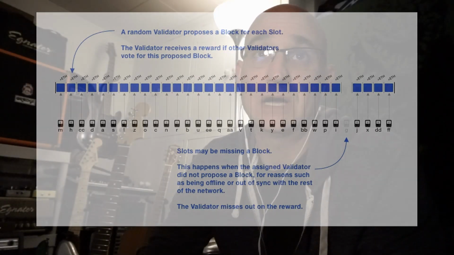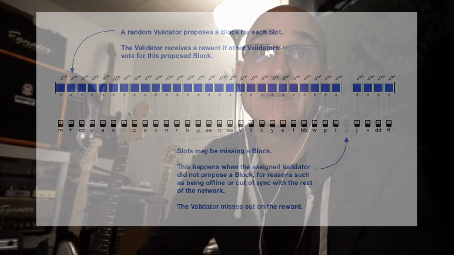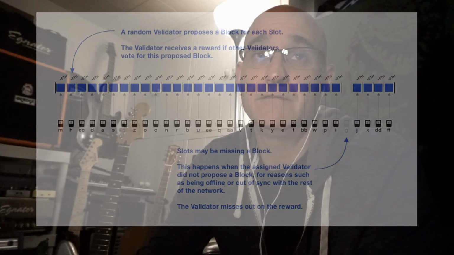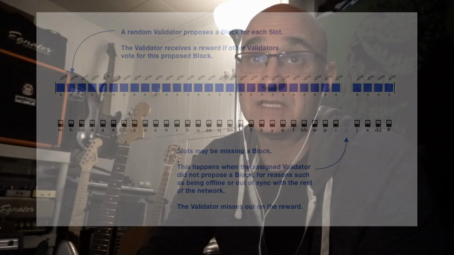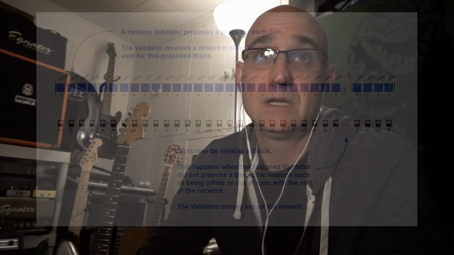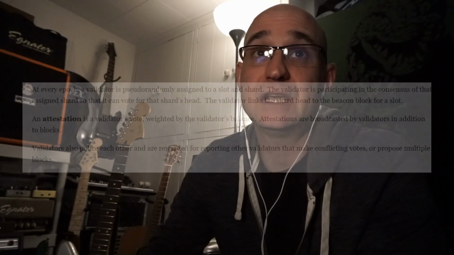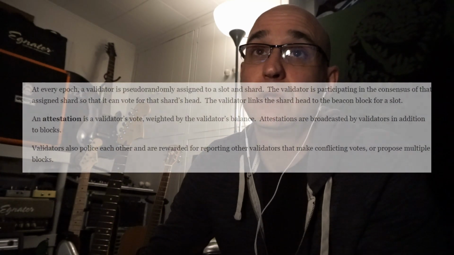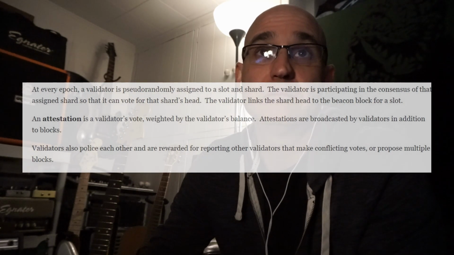At every epoch, a validator is pseudo-randomly assigned to a slot and shard. The validator is participating in the consensus of that assigned shard so that it can vote for that shard's head. The validator links the shard head to the beacon block for a slot. An attestation is a validator's vote, weighted by the validator's balance.